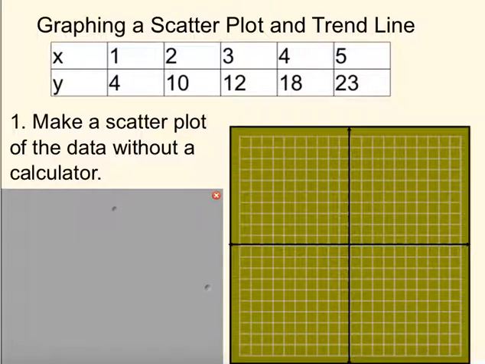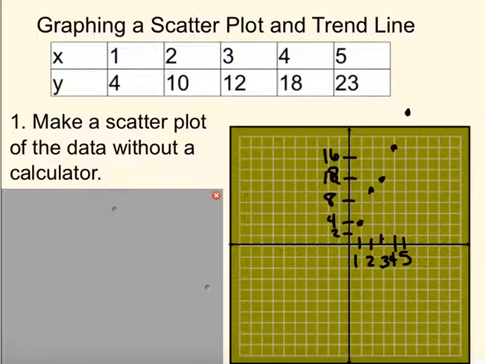We have x's and y's that we are going to plot, and I'm actually going to use my coordinate grid to plot them. The y's will be going by 2's, and the x's will be going, that should have been 12. There we go. And the x's will just go by 1, just mainly because I don't have enough room on this grid. So 1 goes to 4, 2 goes to 10, 3 goes to 12, 4 goes to 18, and 5 goes all the way up here to 23.